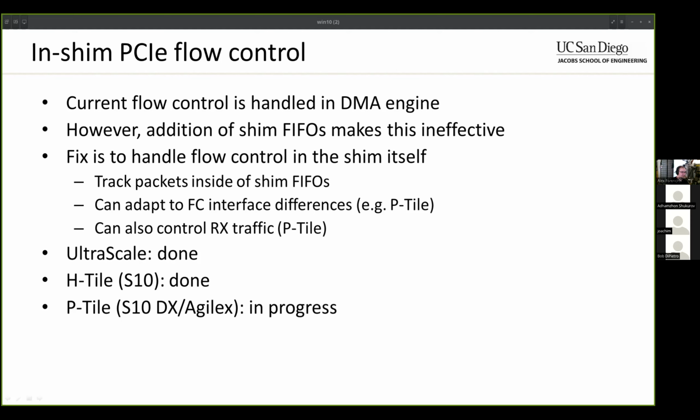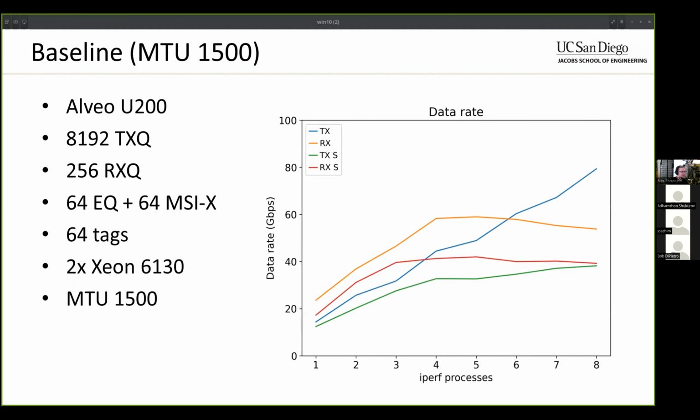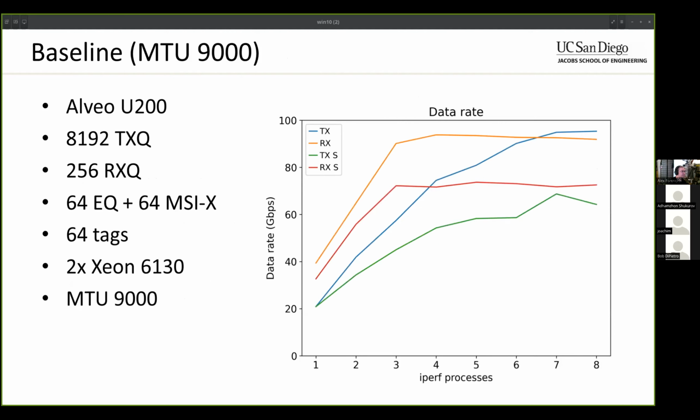All right, so let's go take a look at some performance metrics real quick. So these are the ones that I showed before. We have baseline 1500. This is before the segmented interface and with the flow control with the old shim. So probably the more interesting curve from here is the 9K MTU curve.